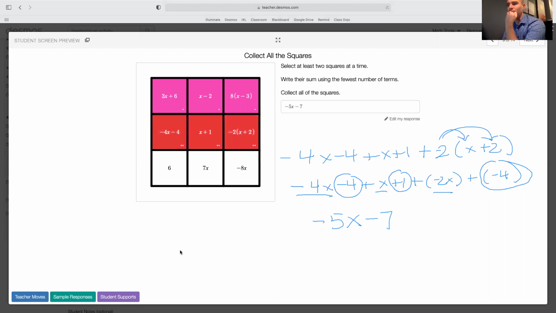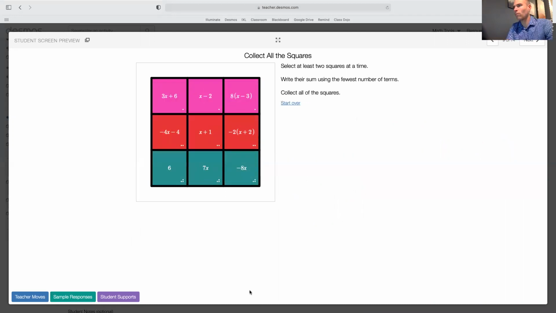And we got it. All right, the last one, I bet we can do without even writing it out. Look, there's a 7x and a negative 8x, right? So combined, they make negative 1x, which I can just write as negative x. And then we just got that plus 6. I don't even need to write that one out. That one's easy. All right, we did it.